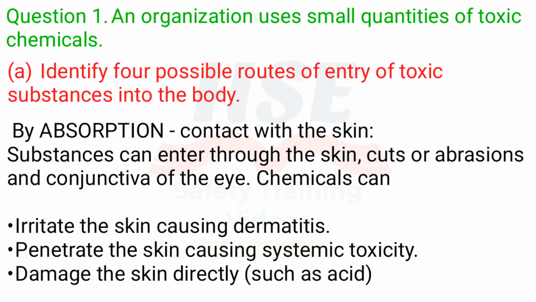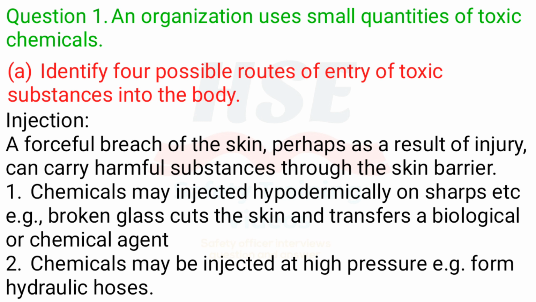Chemicals can irritate the skin causing dermatitis. Penetrate the skin causing systemic toxicity. Damage the skin directly, such as acid injury. A forceful breach of the skin, perhaps as a result of injury, can carry harmful substances through the skin barrier. 1. Chemicals may be injected hypodermically on sharps etc. For example, broken glass cuts the skin and transfers a biological or chemical agent. 2. Chemicals may be injected at high pressure, for example from hydraulic hoses.